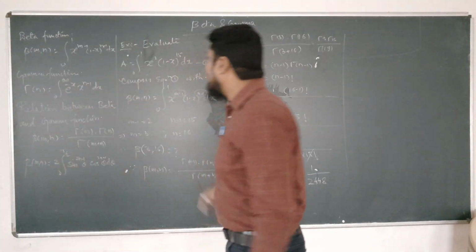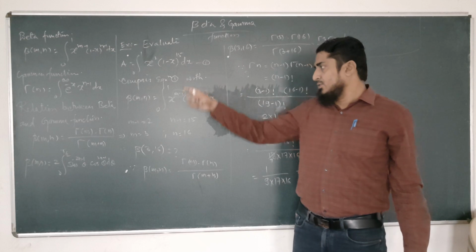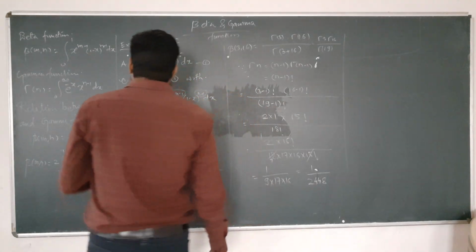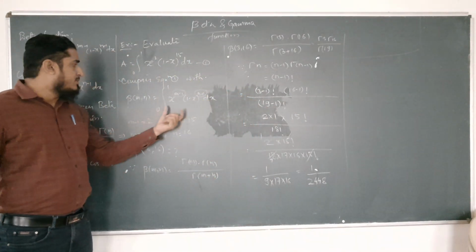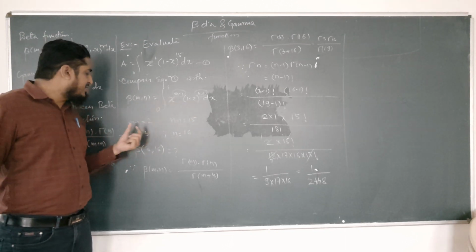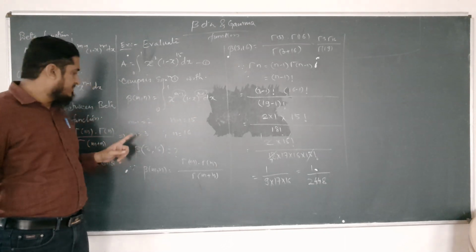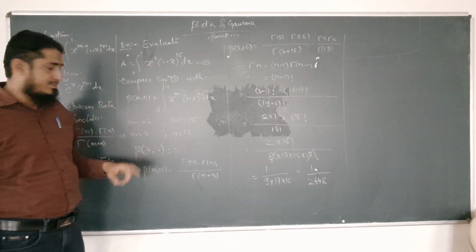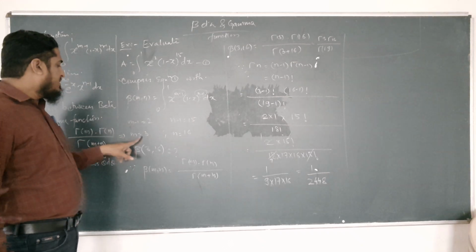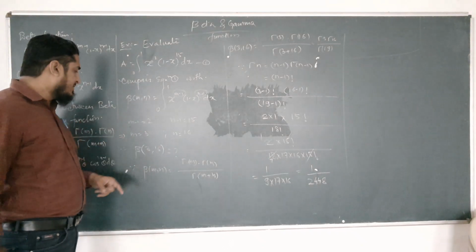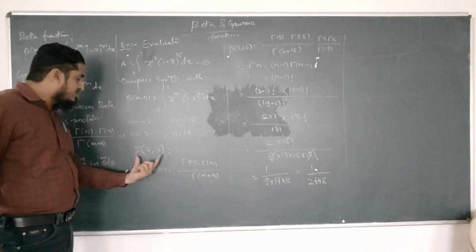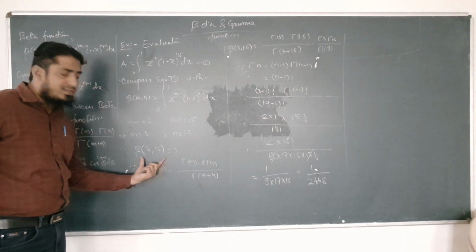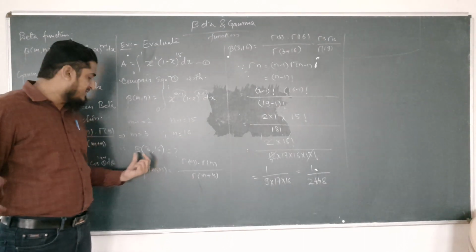What we have done? We have compared this equation with the beta function. After comparing with the beta function, we can calculate the value of m and n. So m minus 1 is equal to 2 and n minus 1 is equal to 15. M is equal to 3 and n is equal to 16. So our function becomes beta of 3 comma 16. Now we are going to calculate the value of beta 3 comma 16.